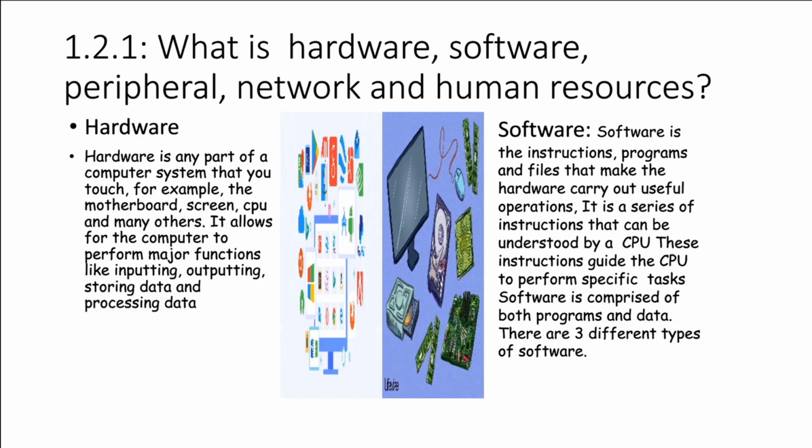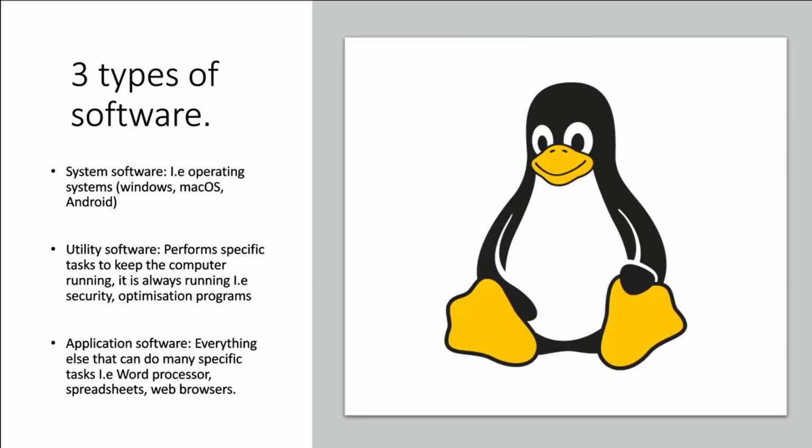So software is the instructions, programs, and files that make the hardware carry out useful operations. It is a series of instructions that can be understood by a CPU. These instructions guide the CPU to perform specific tasks. Software is comprised of both programs and data, and there are 3 types of software.